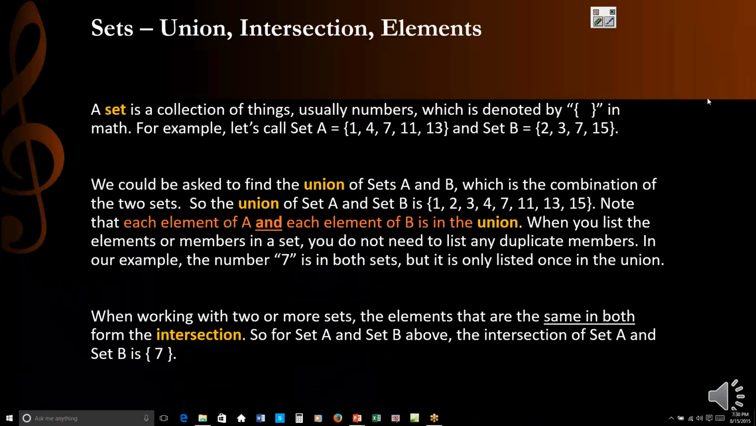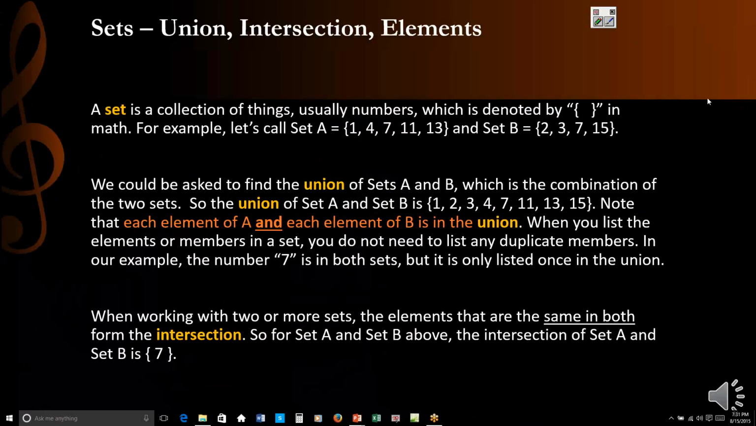For example, let's call set A {1, 4, 7, 11, 13}. And then set B would have the numbers 2, 3, 7, and 15. We could be asked to find the union of sets A and B, which is the combination of the two sets. So the union of set A and B would be all of those numbers together: 1, 2, 3, 4, 7, 11, 13, and 15. Just note that each element of A and each element of B is in the union.